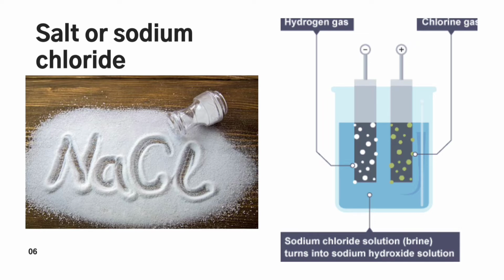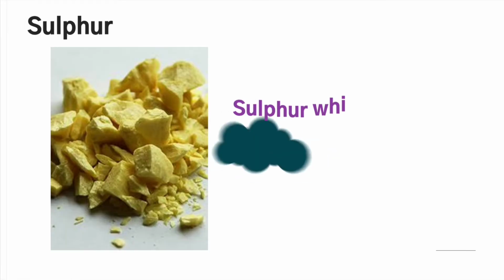Now, how is salt an important chemical? Salt is important because when you carry out electrolysis of salt or brine solution, the products you get are chlorine, hydrogen, and sodium hydroxide. And the sodium hydroxide is a very important chemical for making soap and is also used in the petroleum industry.